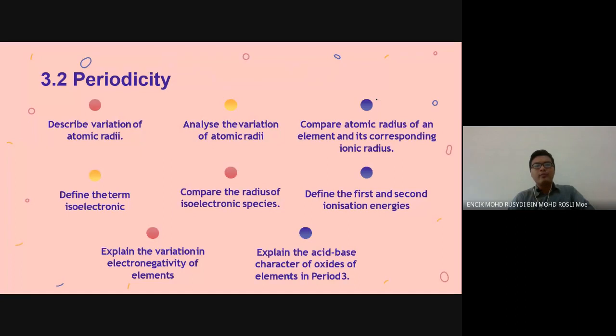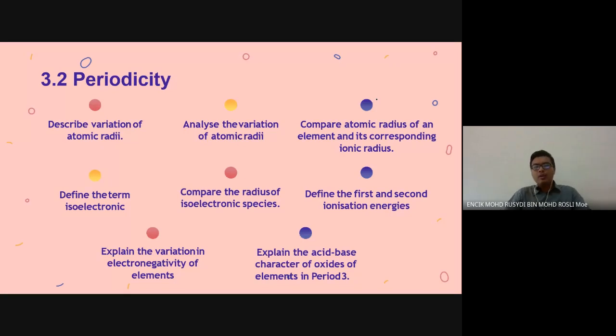Kita tengok pula untuk yang part kedua for this chapter. Okay, so part kedua for this chapter is about periodicity. So it's actually kita ada periodic table. So we would like to see different variation in different physical or chemical properties. Tapi kita tengok kat sini mostly physical properties lah. Macam contoh atomic radius, ionic radius, the ionization energy, electronegativity, and also the chemical characteristic sama ada dia adalah acidic or basic character of oxides lah. Kita akan tengok one by one, satu per satu.